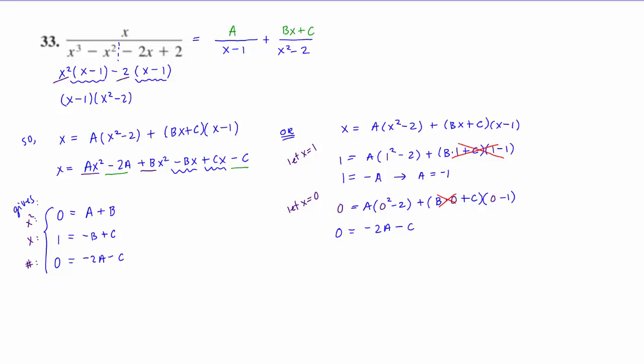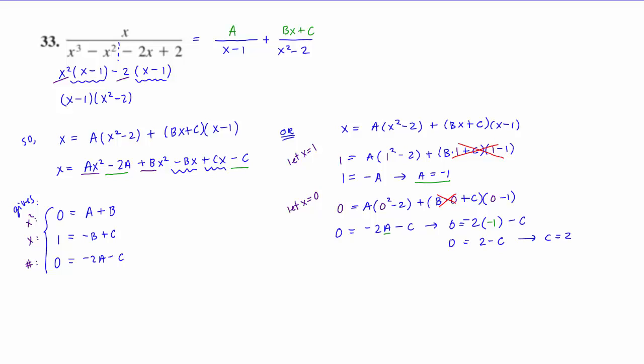So that, in conjunction with the fact that we know a is negative 1, says that 0 equals negative 2 times negative 1 minus c. So 0 equals positive 2 minus c. Now we know that c equals 2.